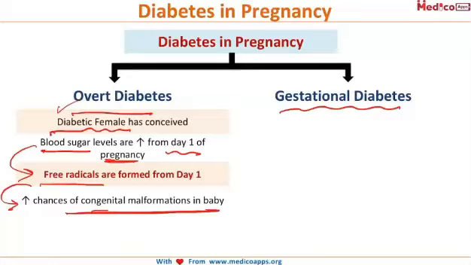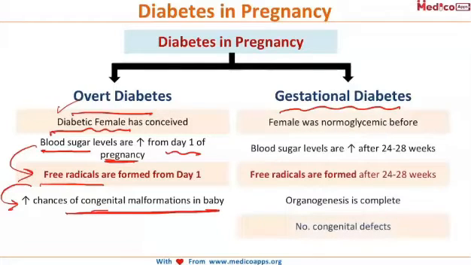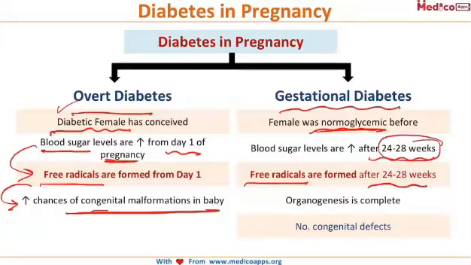Now coming to the other group, that is gestational diabetes, and in this the females are normoglycemic when they conceive, but the blood sugar levels start increasing after 24 to 28 weeks, because this is the time when there is maximum insulin resistance. So subsequently free radicals will be formed after 24 to 28 weeks. And since by this time the organogenesis is already complete, in this group the chances of congenital defects are minimal, that is similar to a normal population.